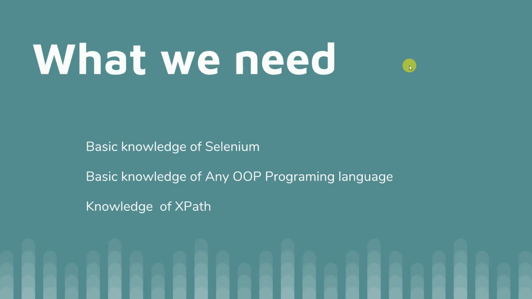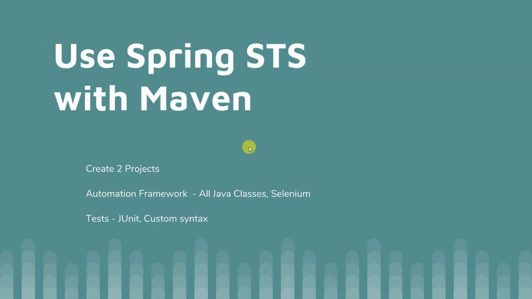So what we're going to need is basic knowledge of Selenium, basic knowledge of any object-oriented programming language, and knowledge of XPath. What are we going to use? We're going to use Spring STS as our Java editor with Maven. And Maven is just another way of managing our dependencies in Java. It's the same thing as Bower or NPM in the Node.js world.